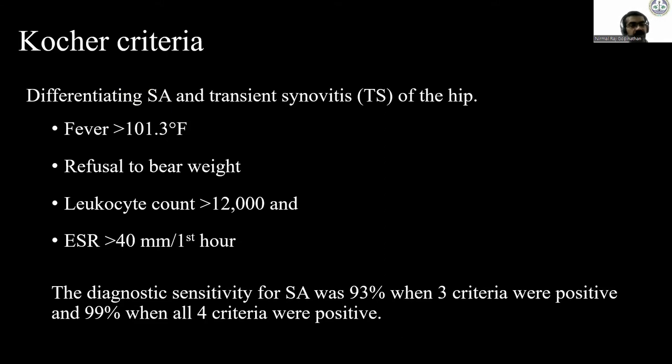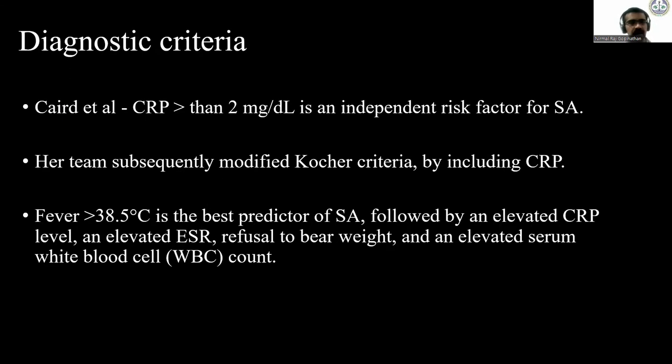fever more than 38.5 degrees Celsius, refusal to weight bear, ESR and WBC more than 12,000, and then when three of them were positive and 99% when all the four were positive. And later on, CRP was also added as an independent risk factor to facilitate a more accurate diagnosis of these two disorders, or differentiating both of them.